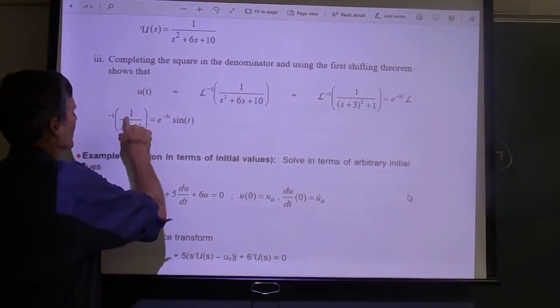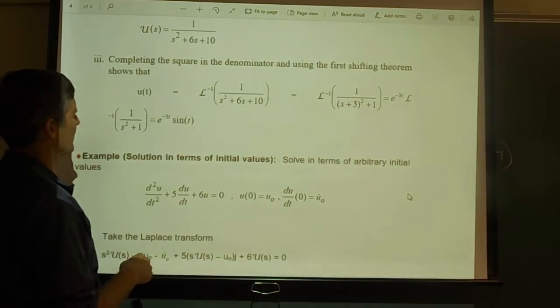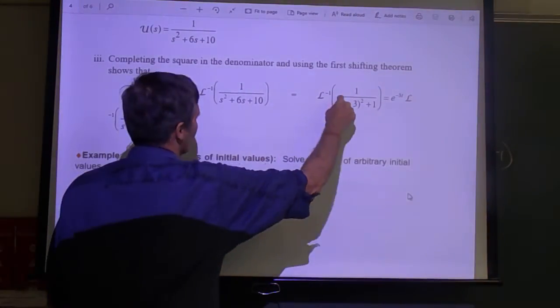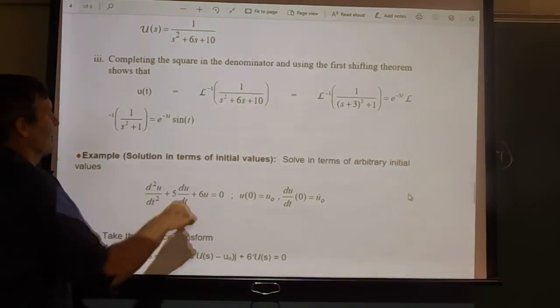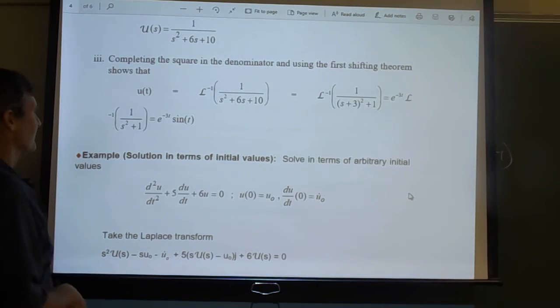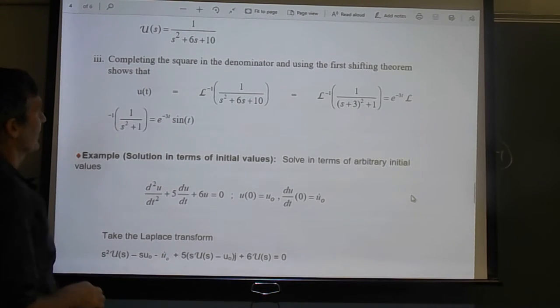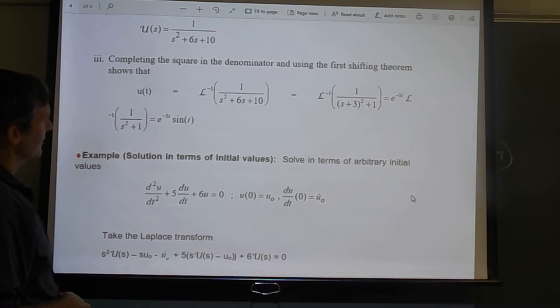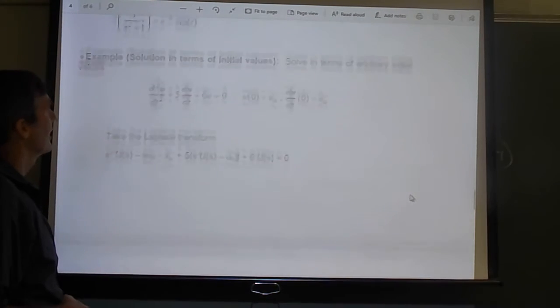Oh, but I know 1 over s squared plus 1 is the transform of sine. 1 over s squared plus 1 is sine. And so we have e to the minus 3t sine t. S over s squared plus 1 is cosine. Alright, so there is the inverse transform of this function. And the solution to this differential equation is e to the minus 3t sine t.